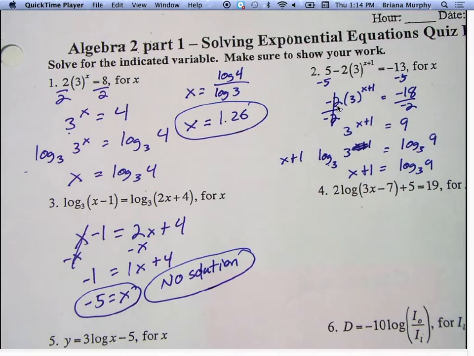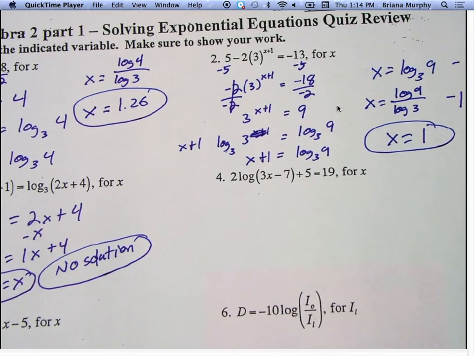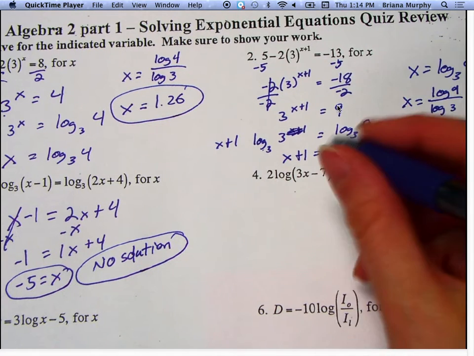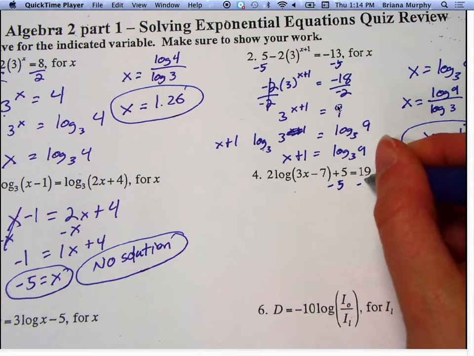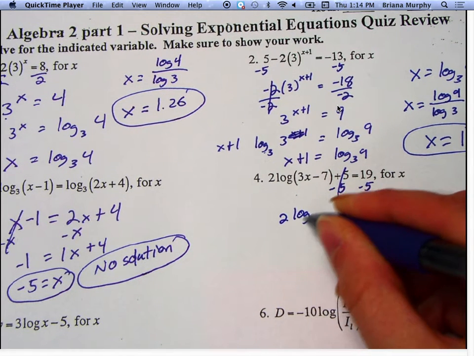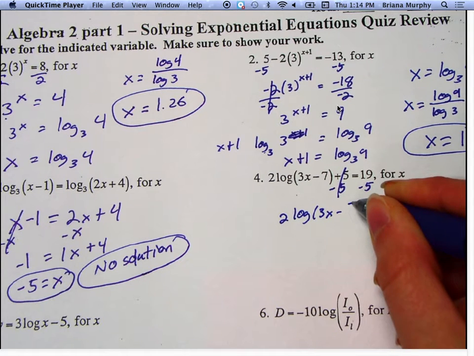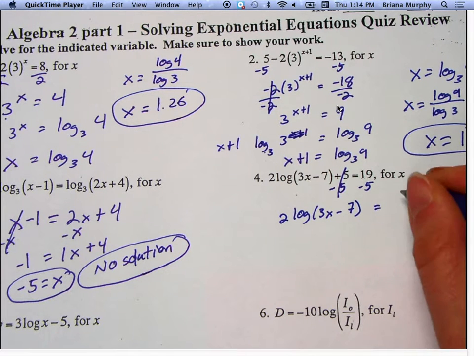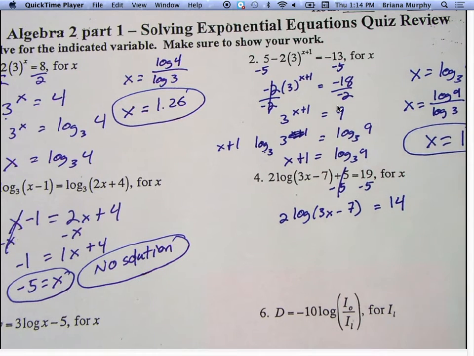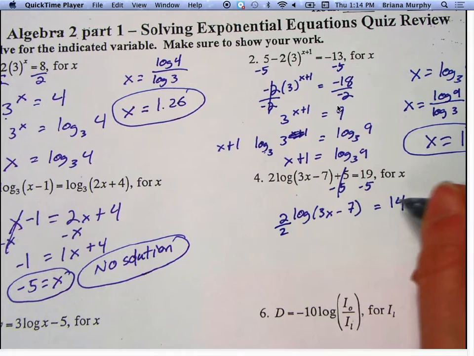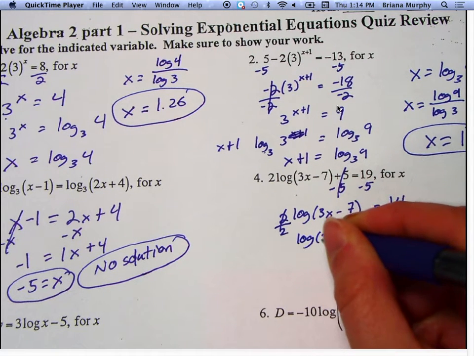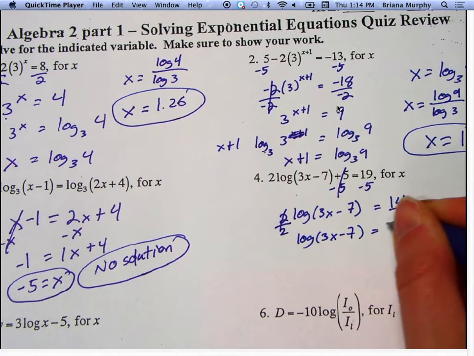Okay, now we're going to go through and do number 4. I'm going to subtract 5 from both sides, and I get 2 log(3x - 7) equals 9 minus 5, which is 14. I'm going to divide both sides by 2, and I get log(3x - 7) equals 7.